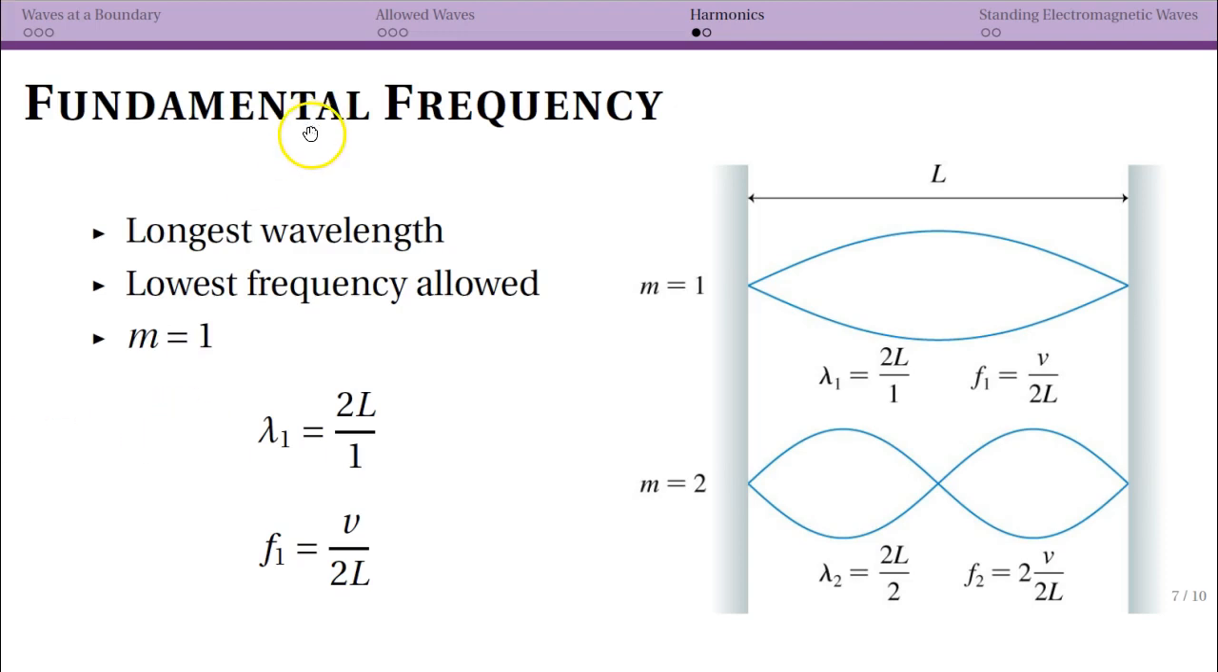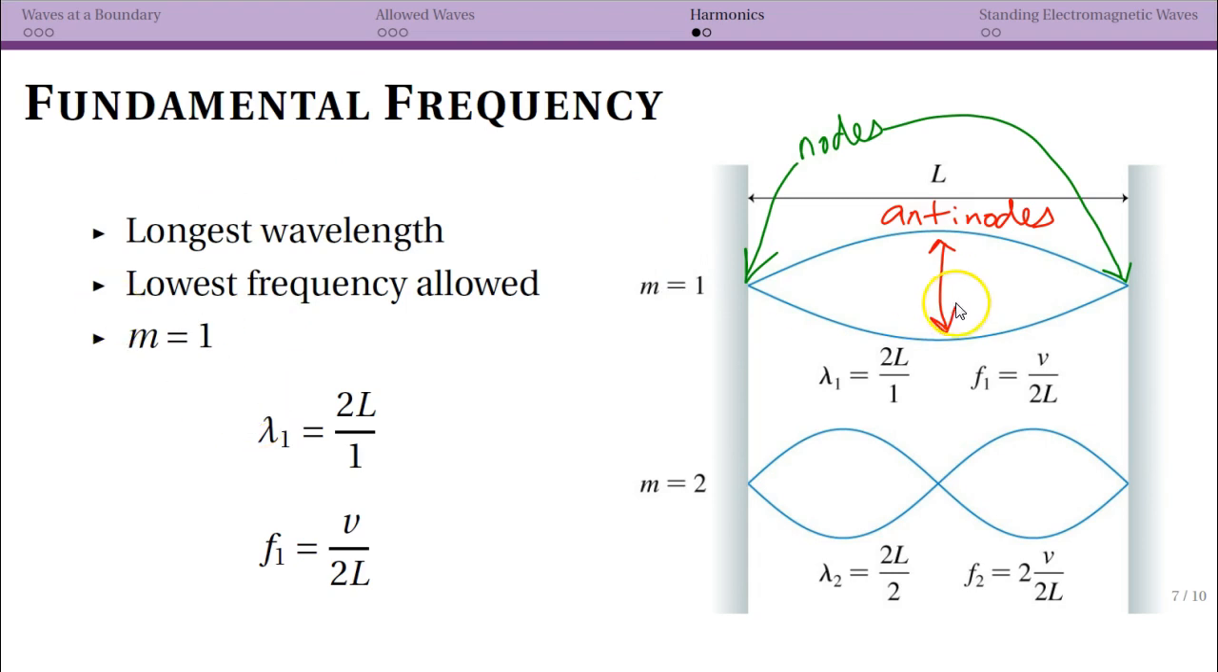There's something special called the fundamental frequency, and this is going to correspond to the longest wavelength, which is when you have m equals 1. That corresponds to the lowest frequency allowed. So this is when you have just one antinode. Remember that these are your antinodes. That's where you have your maximum amplitude, and your nodes here are at the end.